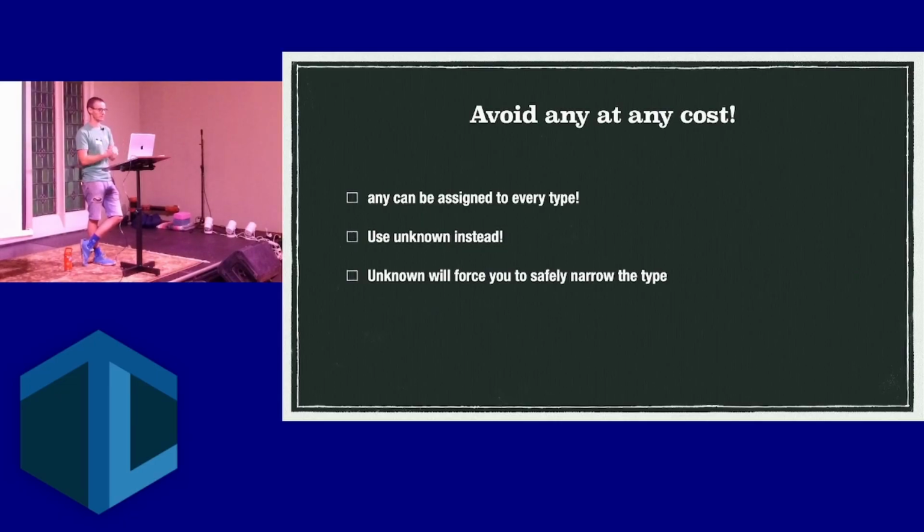The alternative is to use unknown instead. Unknown is what will force you to narrow it. TypeScript won't let you access it until you actually pry in there and figure out what's in there in a safe manner.